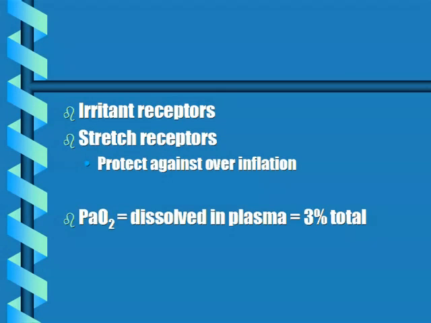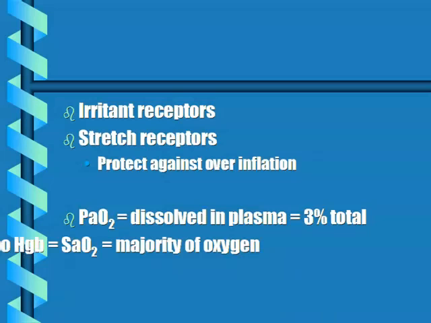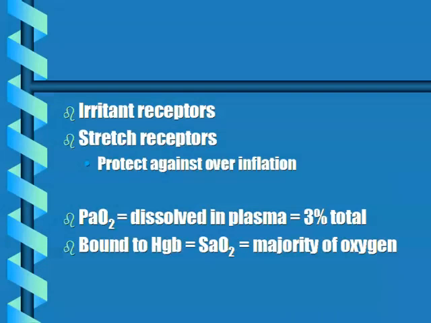Your PaO2 is the amount of oxygen dissolved in plasma. This is 3% of the total. This is what is available for the cells to use. Your SaO2 is the amount that's bound to hemoglobin. This is the majority of the oxygen, because each hemoglobin molecule can carry 4 oxygen molecules. So that's why that has the majority. And this tends to stay in an equilibrium. You tend to keep your PaO2 between 80 and 100. And when it drops below 80, more will be released from the SaO2.